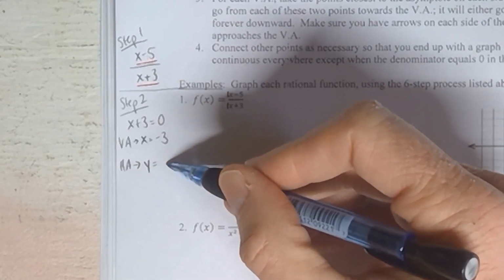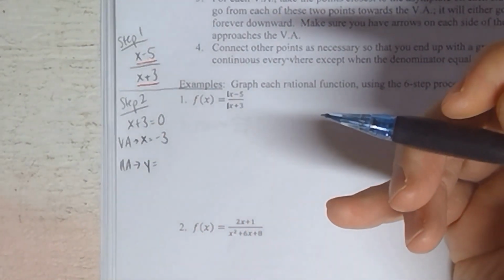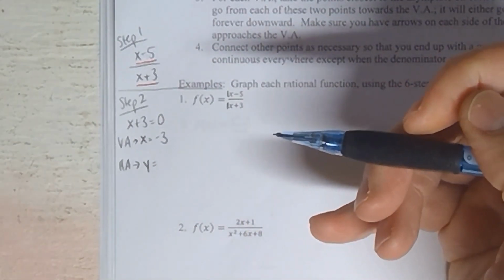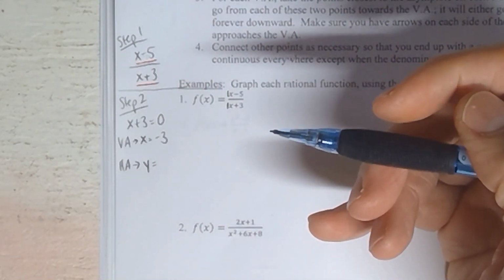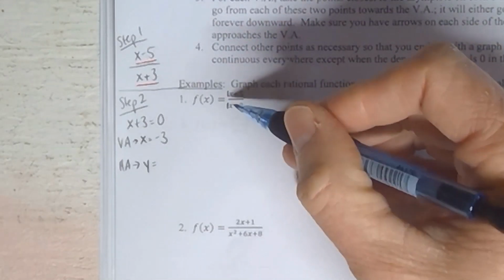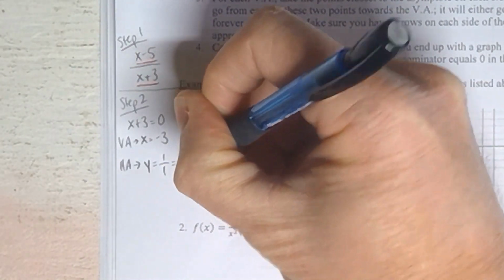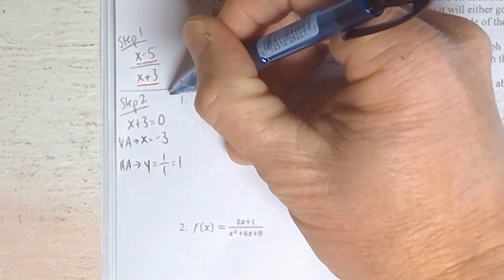Horizontal, you've got y equal to something. Vertical, you've got x equal to something. Neither one of these is going to have both variables in it, both x and y. But again, that was from section 2.5. So what you do is you take these leading coefficients and you divide the top one by the bottom one, and of course that's equal to 1, right? And so that is your horizontal asymptote.